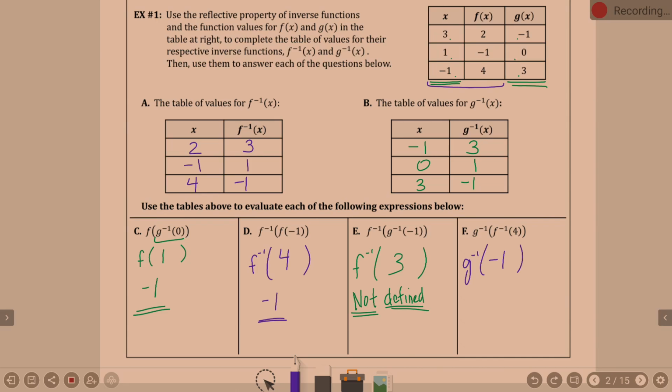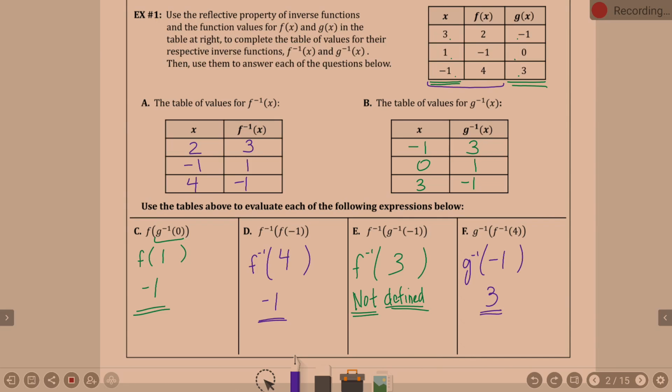Negative 1. So then we do G inverse of negative 1. 3. Okay. That right there, folks, is an exercise in just understanding inverses. Keep in mind, they had us make charts here, yes? You may have to grab extra pairs, but we won't necessarily always have charts.